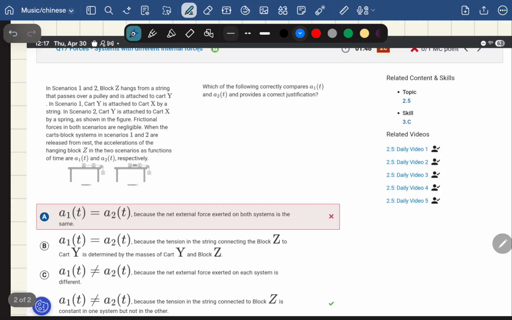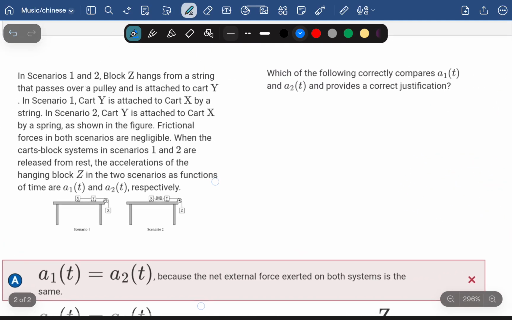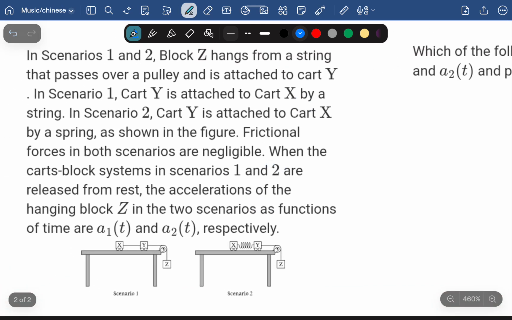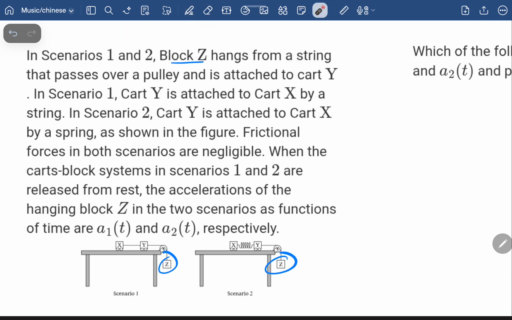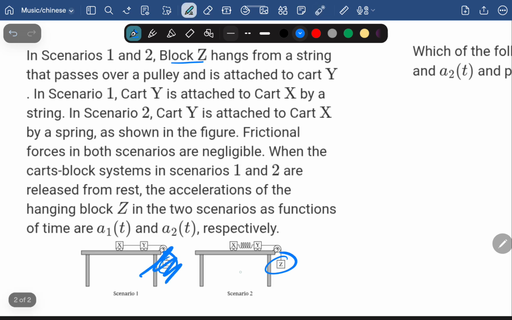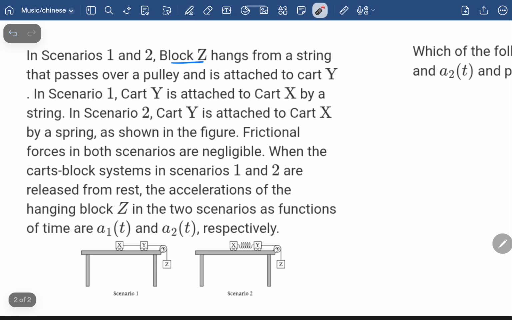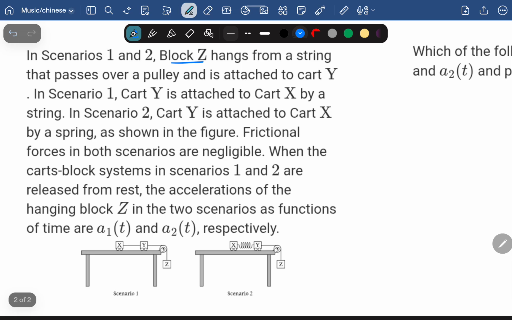Hello, this is a very important AP problem that I got wrong. So let's read it. In scenarios 1 and 2, block Z hangs from a string. The differences here are that here it's a string connecting X, Y. Here it's a spring. And then when both systems are released from rest, what is the acceleration of the hanging block as a function of time?